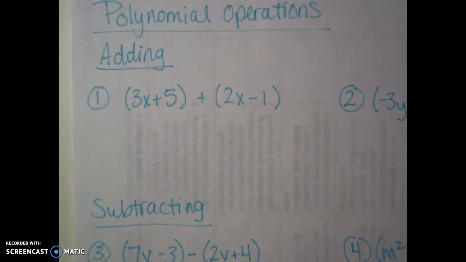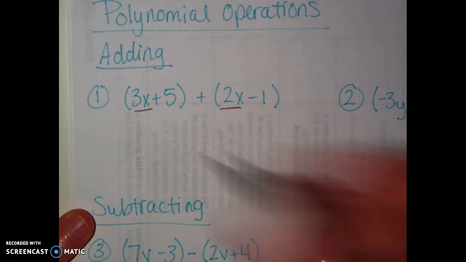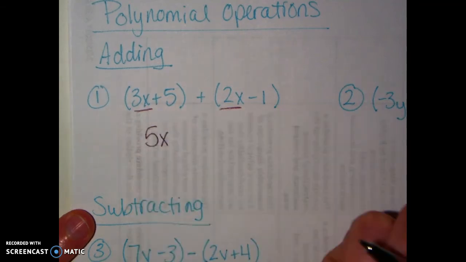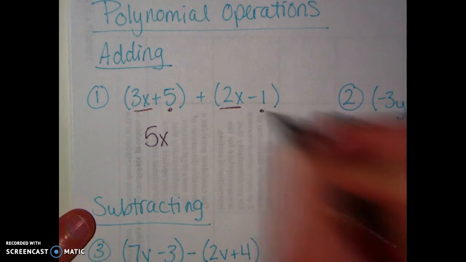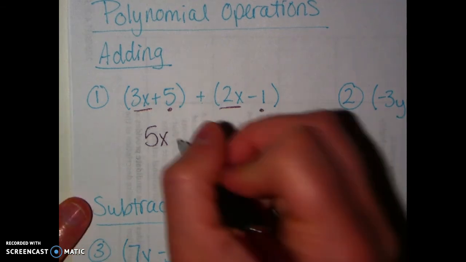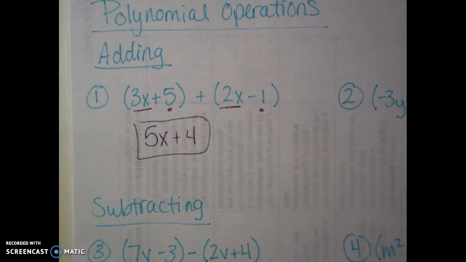So for adding, you just add the like terms. So in this case, I have a 3x plus a 2x. That makes 5x. Then I have a 5 plus a negative 1. That's really 5 minus 1. So that's 4. It's a positive 4. There's the answer.